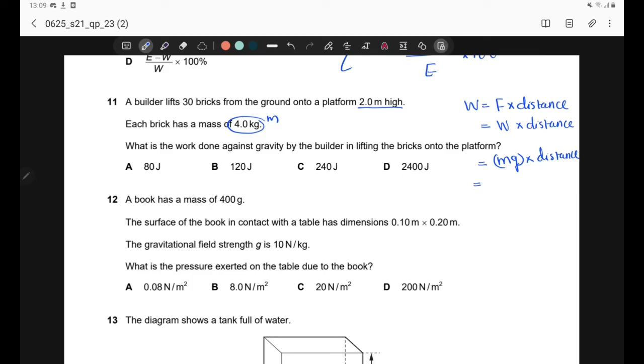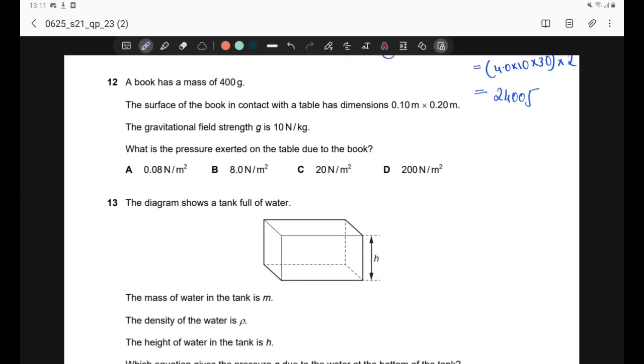So we can find out the weight of 30 bricks. Mass times g is weight, where mass is 4 and g value is 10, but this is the weight of one single brick. We have 30 such bricks, so you should multiply that with 30, then only we will get the weight of 30 such bricks, times the height, which is 2. So we can simply substitute all these values and find the answer. And the answer is 2400 joule. Therefore, the correct answer is option D.